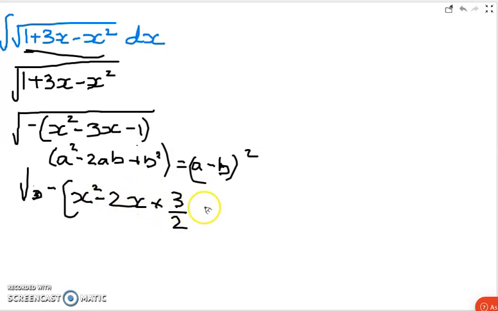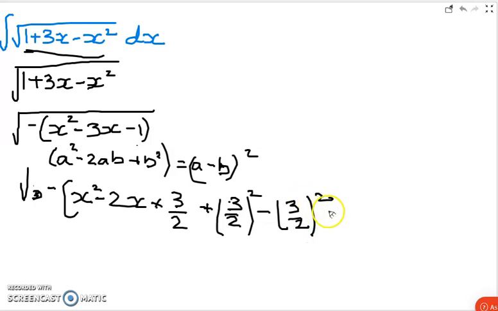Now what should we do? Adding and subtracting 3 by 2 whole square. Why are we adding and why are we subtracting? Because adding and subtracting is 0 only. We are adding in order to make the formula. Minus 1 is complete here, the root is there. This entire value is under root.